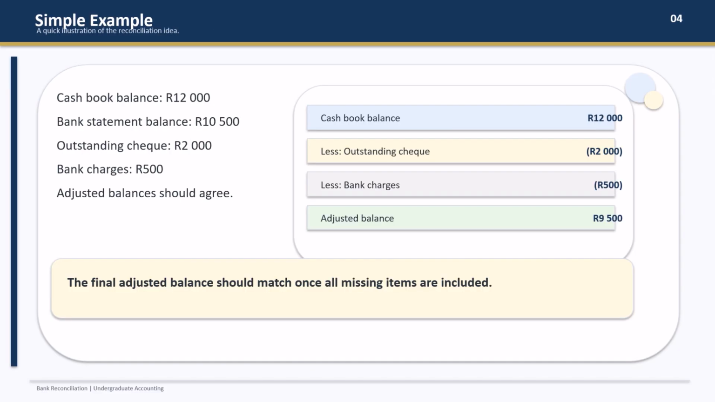Here's an example that we can have a look at. We have a cash book balance. We have a bank statement balance. Then we have our outstanding check of 2,000, and then we have bank charges of 500.